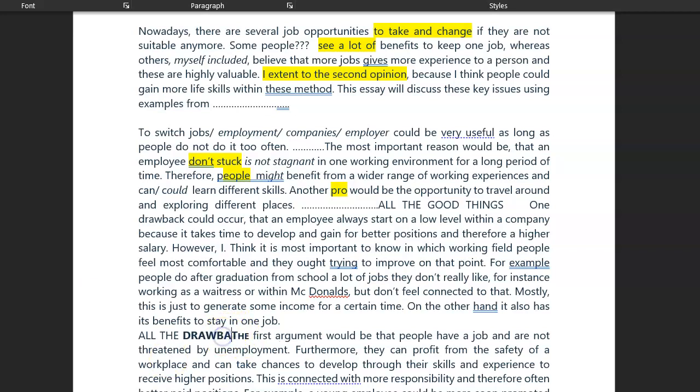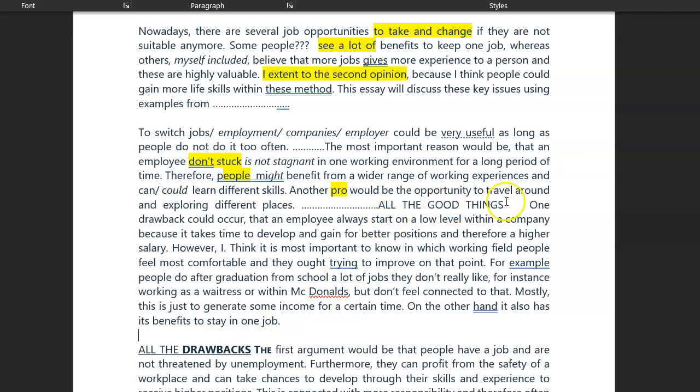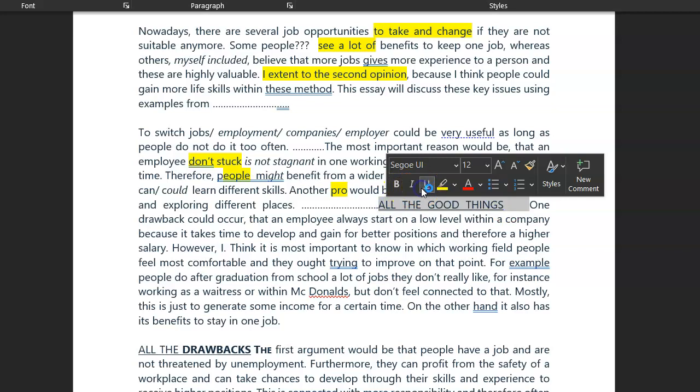All the drawbacks. Okay? Because I need to know what's... So the coherence is 25%, and I need to be able to see where the essay is going. Okay? So in your second paragraph here, all the drawbacks. And in your first paragraph here, all the good things. So you need to kind of move this around a bit.